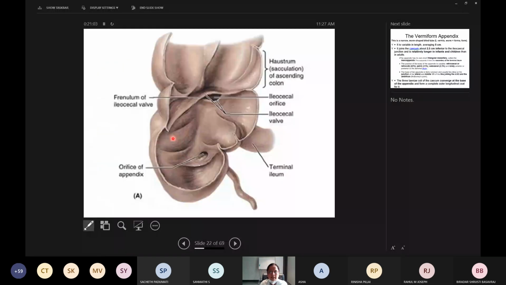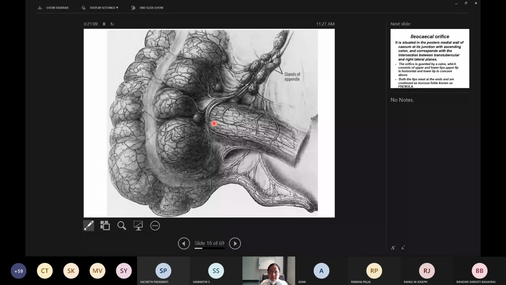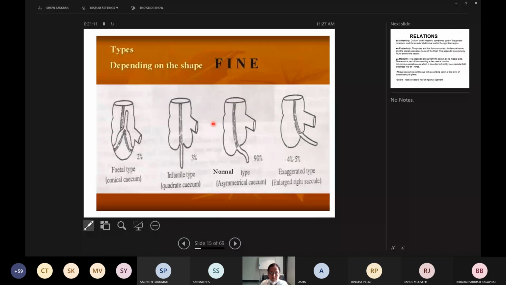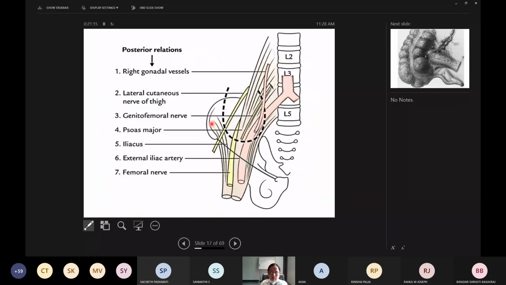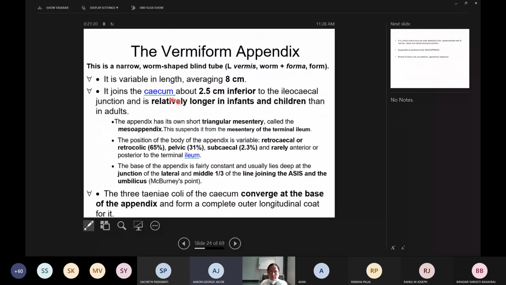Is it clear, the openings and all in the cecum? What are the openings? The types of the cecum, is it clear? Yes, ma'am.